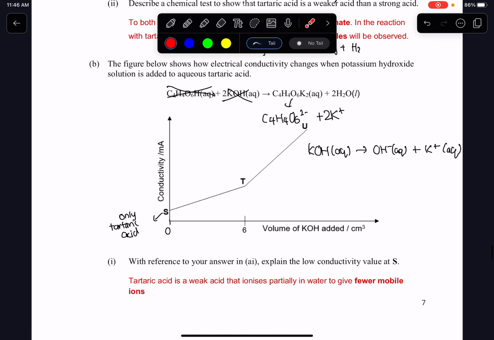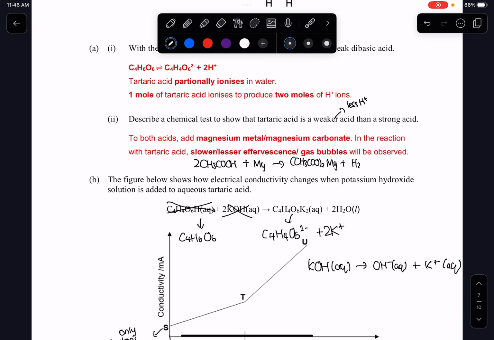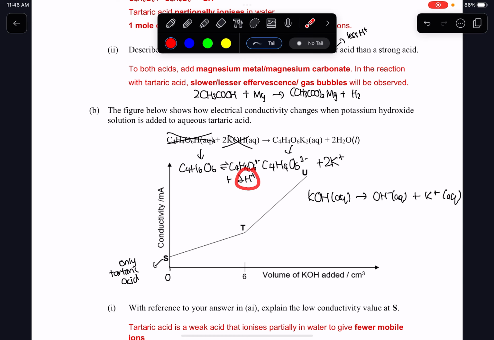And how do we compare to that at ST? Remember, this tartaric acid will only partially ionize. What's the formula? It will partially ionize to form hydrogen ions, which means the conductivity here is not as high as you would think, because it's only partially ionized.